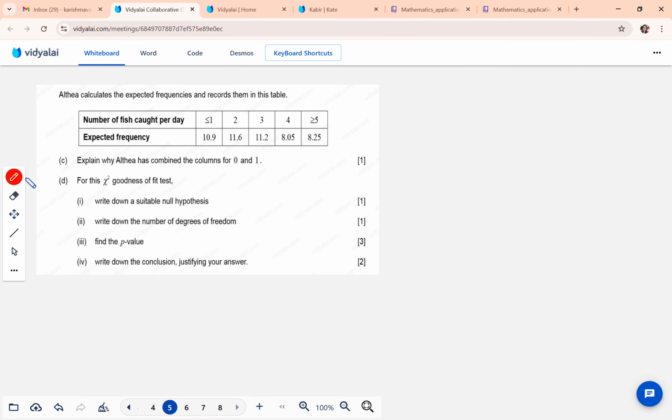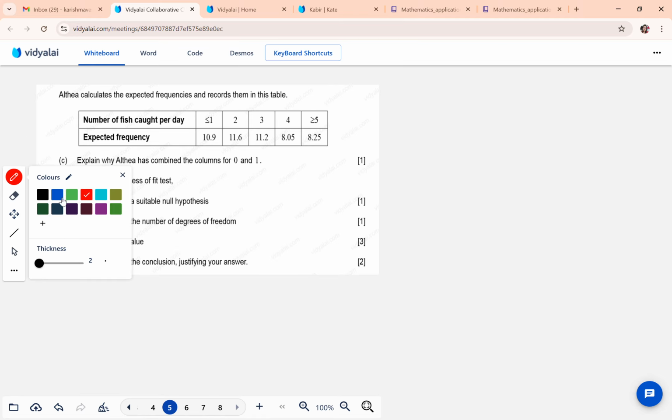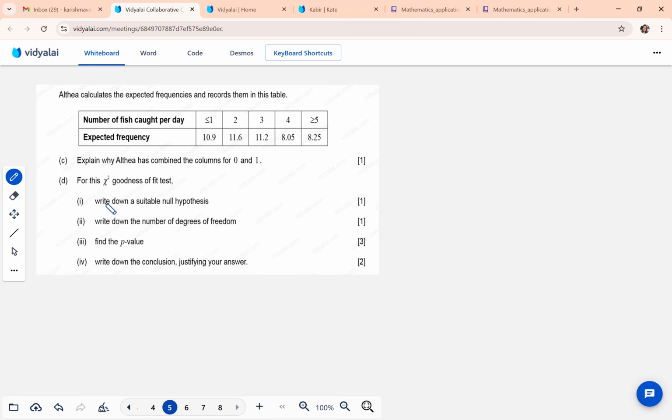Now we will move on to the other part. Althea calculates the expected frequencies and records them in this table. Number of fish caught per day: less than or equal to 1, 2, 3, 4 and greater than or equal to 5. Expected frequencies are 10.9, 11.6, 11.2, 8.05, 8.25.